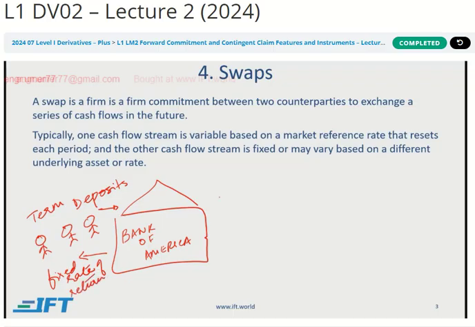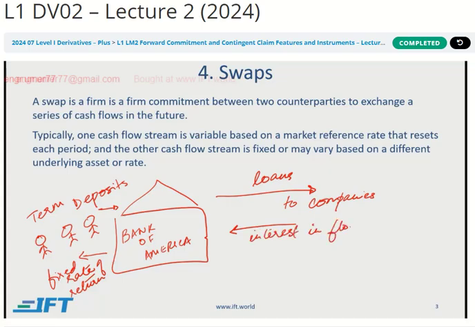What Bank of America is doing is giving out loans to companies, and those companies are paying interest to Bank of America, but this interest is based on a floating rate. And what that means is, which is the prevailing interest rate in the market, depending on what the Federal Reserve sets the prevailing rate of interest.